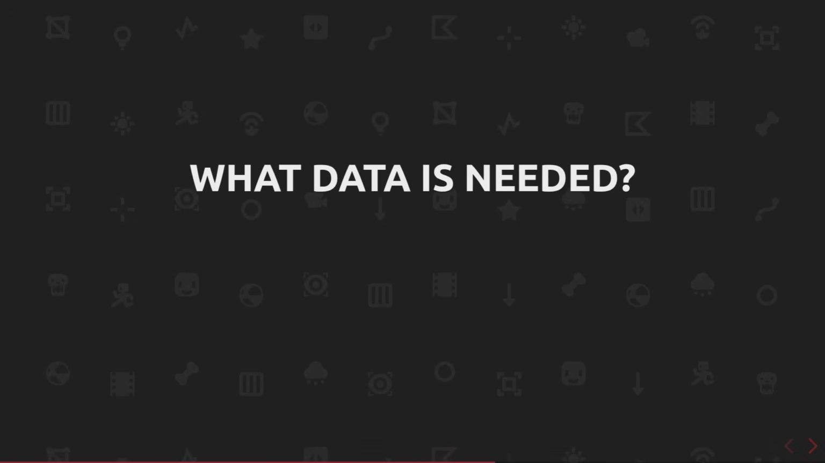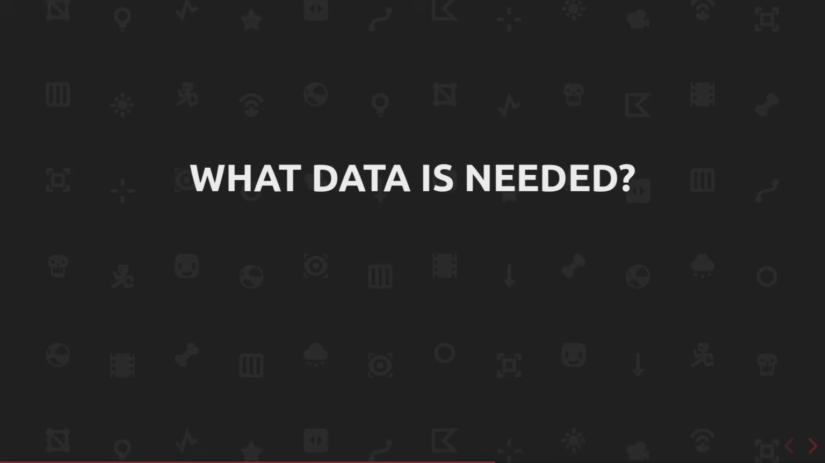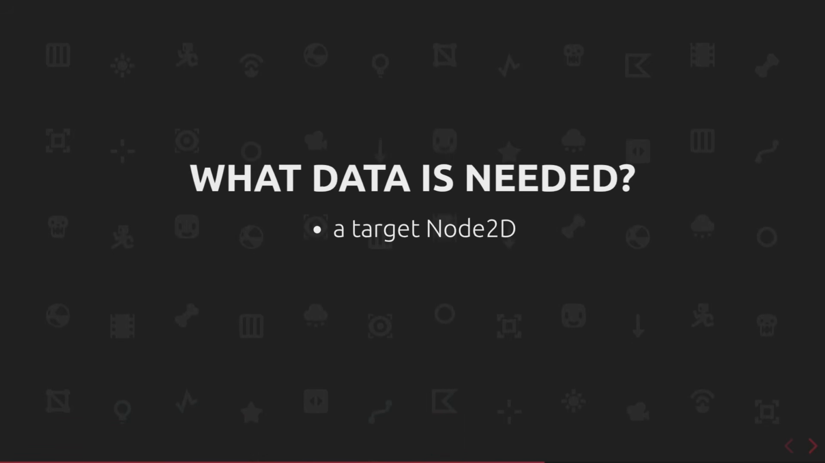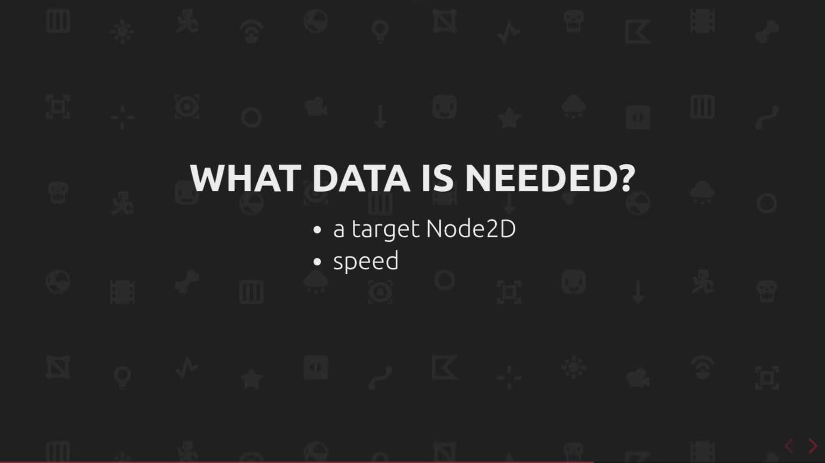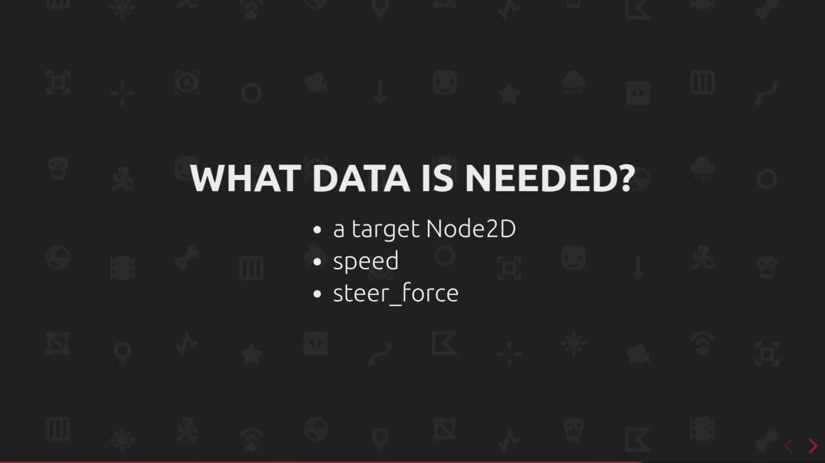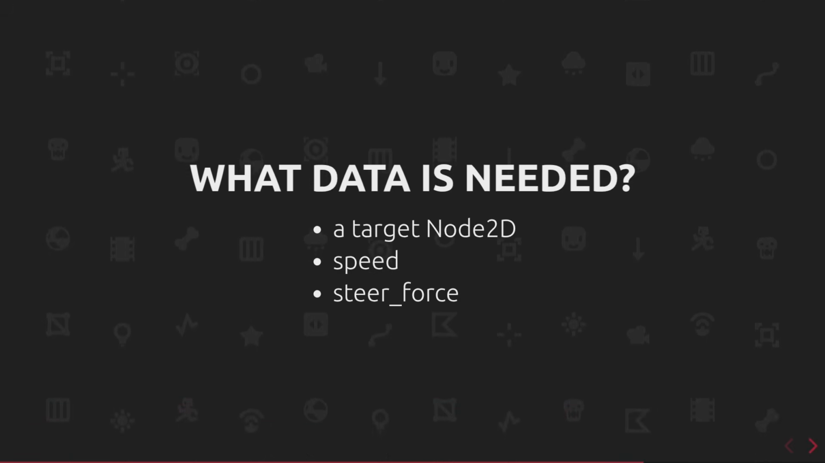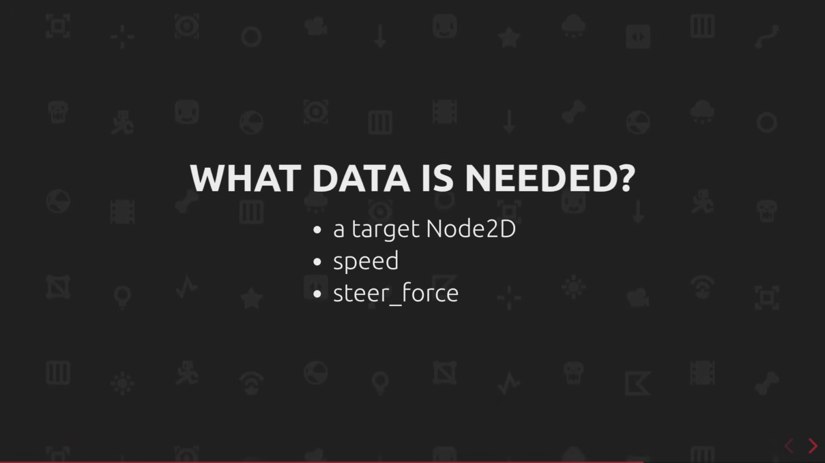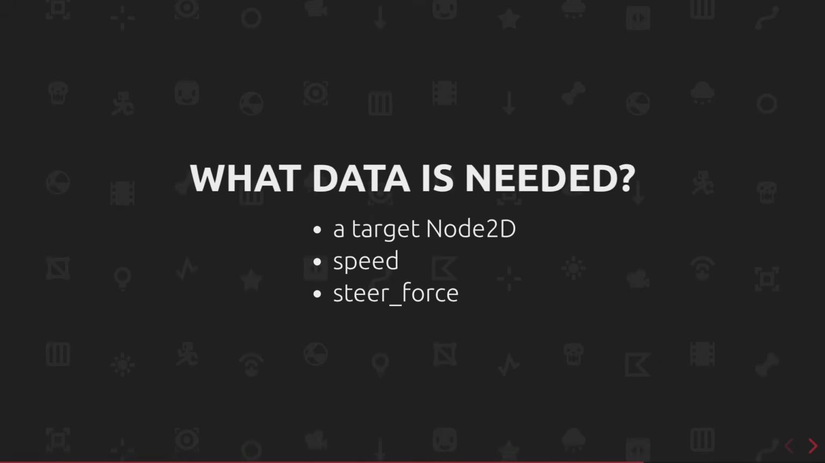Now, what data is needed for this component to do its thing? First of all, we'll need a target node 2D that this component will pursue. Then we'll have a maximum speed given in pixels per second. And finally, we'll have a variable called steer force, which defines the sharpness of turning. The higher the steer force, the more aggressive, the more instant the tracking becomes.